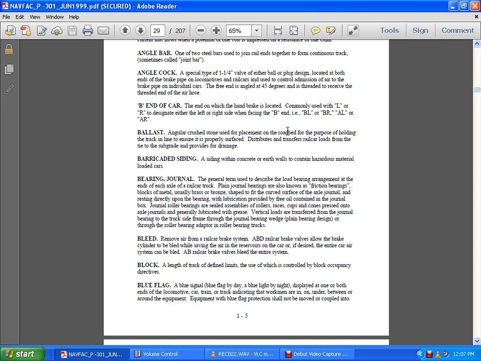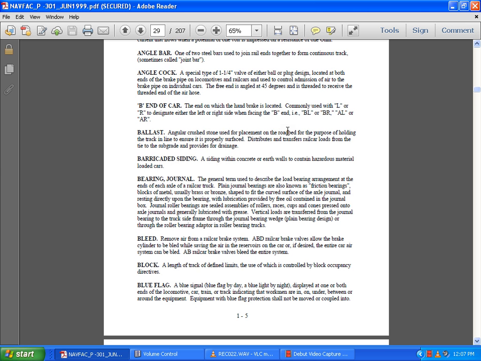The journal roller bearings are sealed assemblies of rollers and races. Cups or cones pressed onto axle journals, generally lubricated with grease. Vertical loads are transferred from the journal bearings to the truck side frame through the journal bearing wedge or plain bearing design, or through the rolling bearing adapter in the rolling bearing trucks.